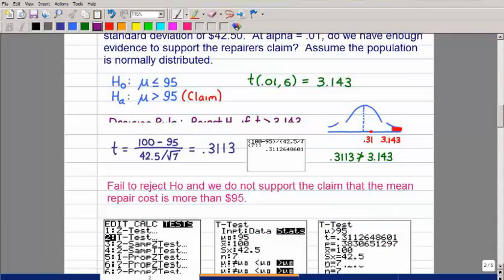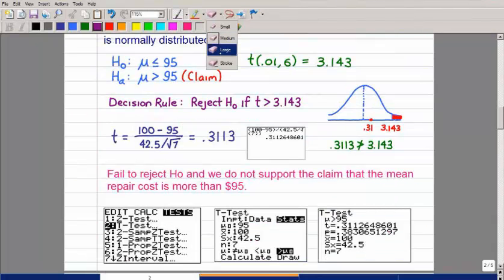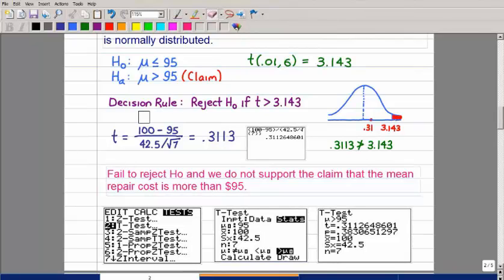So let's look at the values I've set up here for the test statistic. It'll be 100, which is the sample mean, minus the 95 for the hypothesized mean, divided by 42.5 divided by the square root of 7. Remember, just like for confidence intervals, you still divide by the square root of n. The degrees of freedom is only for looking on the chart. I get 0.3113, which I put over here in the graph. 0.31 is nowhere close to 3.143, so this is clearly fail to reject. So we do not support the claim that the mean repair cost is more than $95.